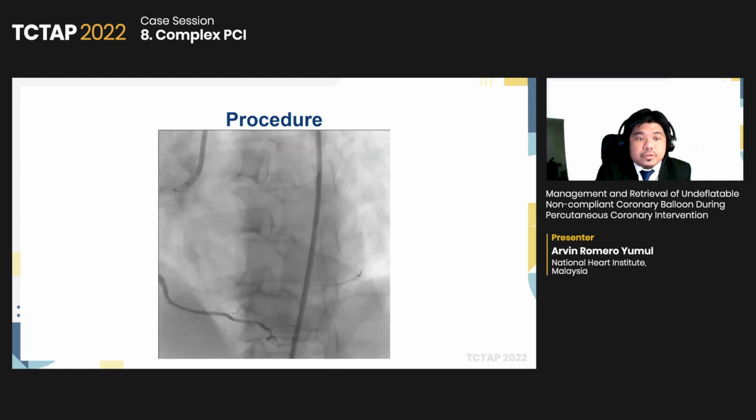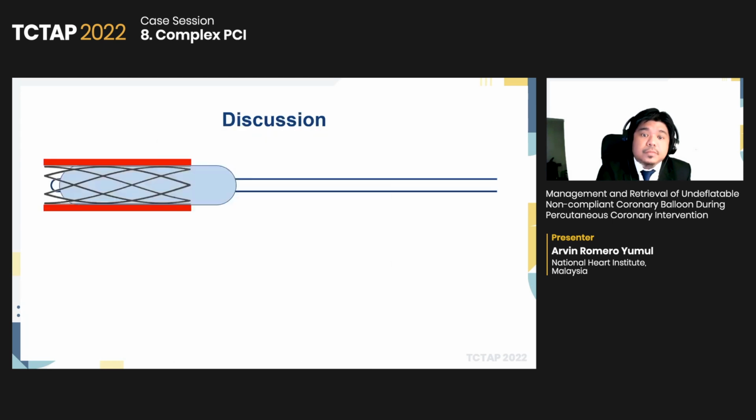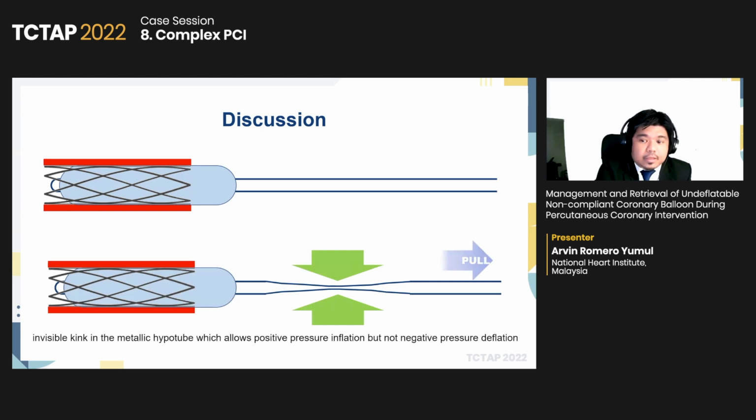Final angiogram showed a fully expanded stent with TIMI 3 flow. So what happened? One possibility is the occurrence of an invisible kink in the metallic hypotube, which allows positive pressure inflation but not negative pressure deflation. This was maybe caused by our forceful pullback.